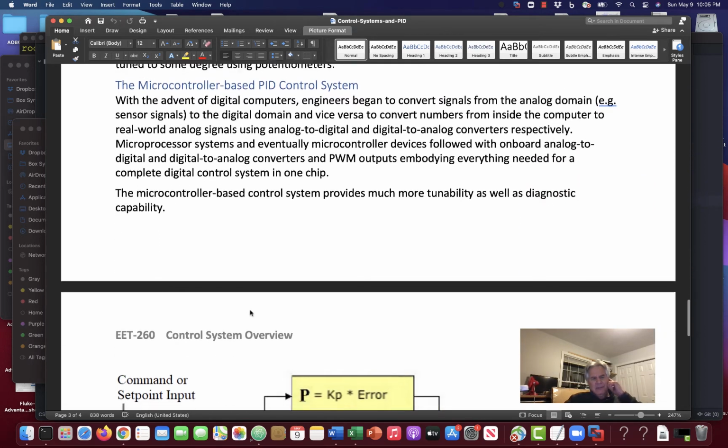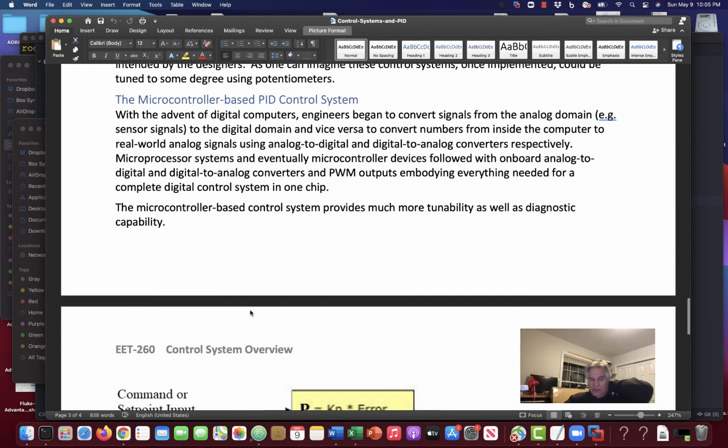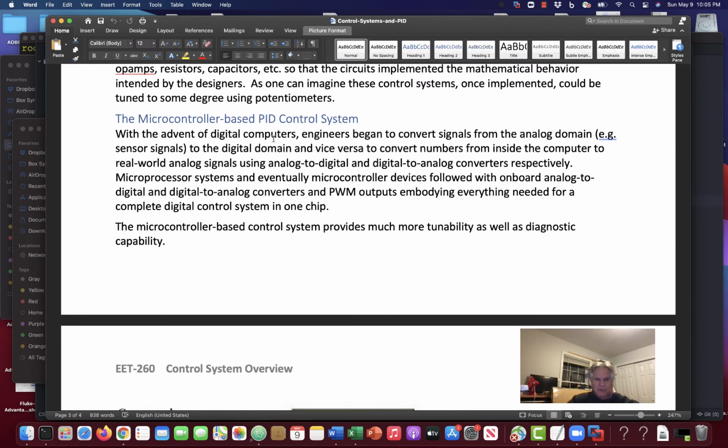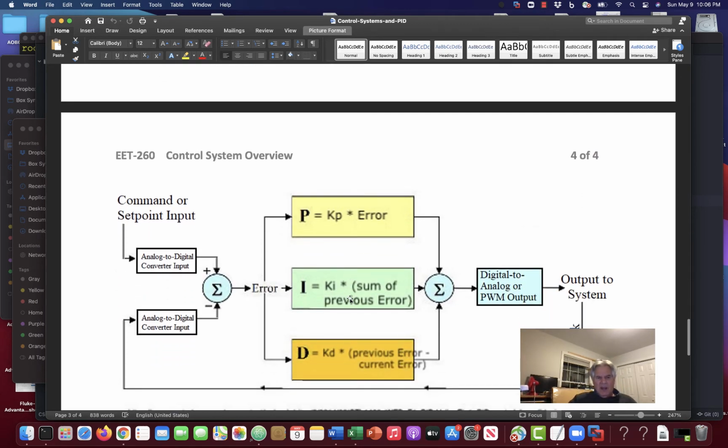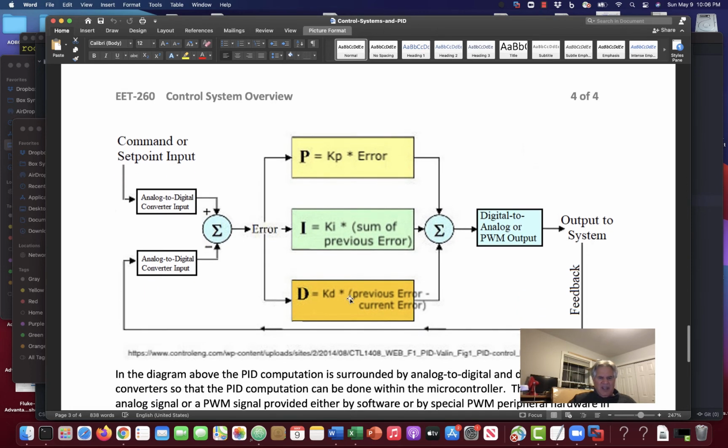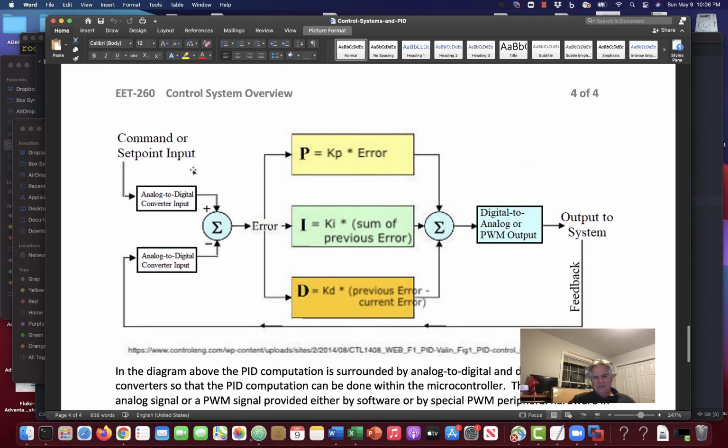So lastly, we get to the point of talking about a microcontroller-based PID control system. So I think you've heard a lot of this before about PID, how it has proportional, integral, and derivative control system. Here's a diagram of us taking that PID system and putting it together, putting it into a microcontroller chip.